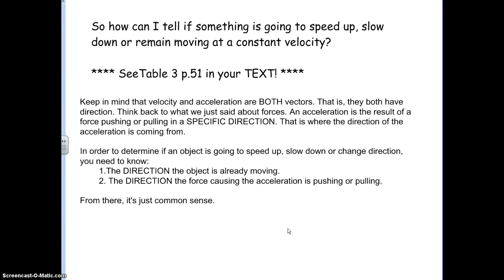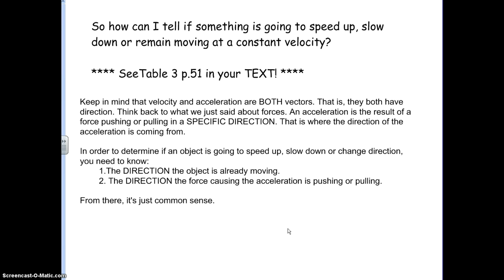Why? Because we're saying that something is moving to the right if it has a positive velocity and being pushed or pulled to the right. And if you push or pull something in the direction it's already going, it's going to speed up. On the other hand, if something's moving to the right, a positive direction, and gets pulled or pushed to the left, it's going to slow down.